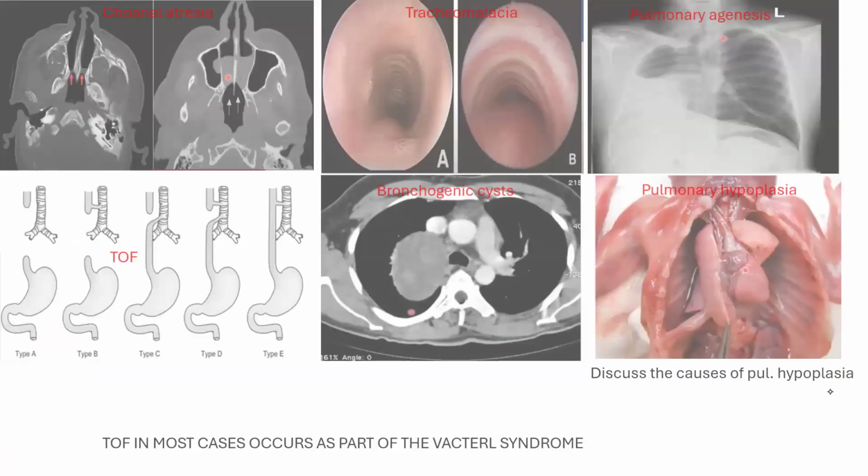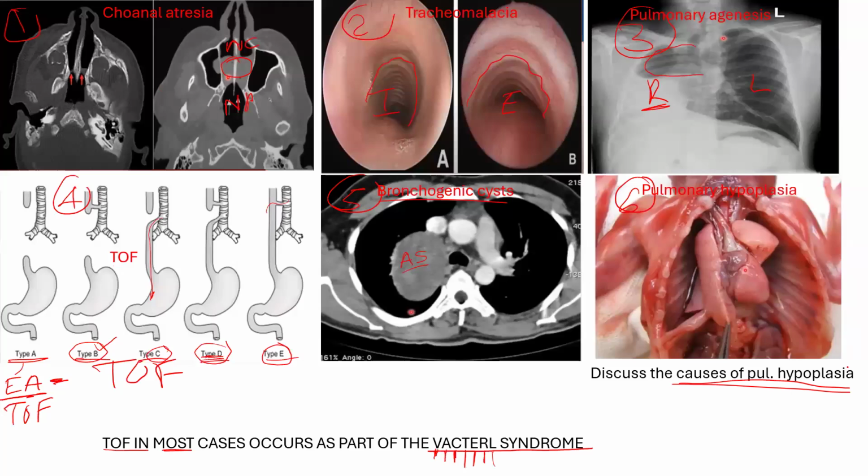Yes, please discuss the causes of pulmonary hypoplasia in your own free time, okay? But when discussing the causes of pulmonary hypoplasia, restrict yourself to 3 events. So think about pulmonary blood flow. If you have an insult to the vessels, so the vessels which supply the lung are damaged, that lung might not develop.